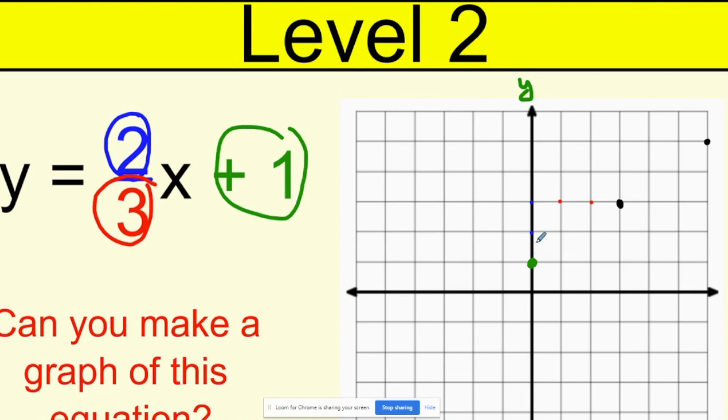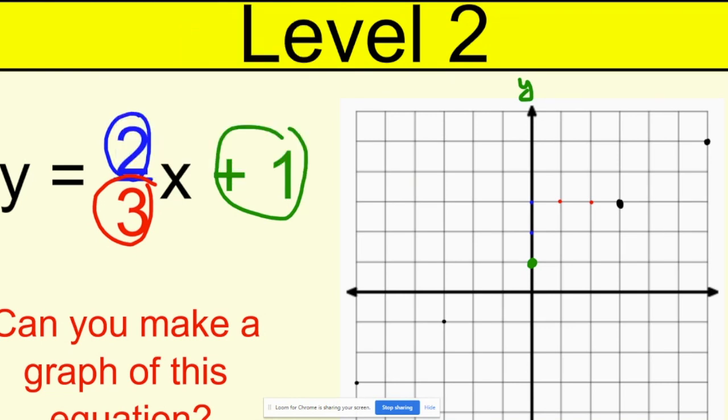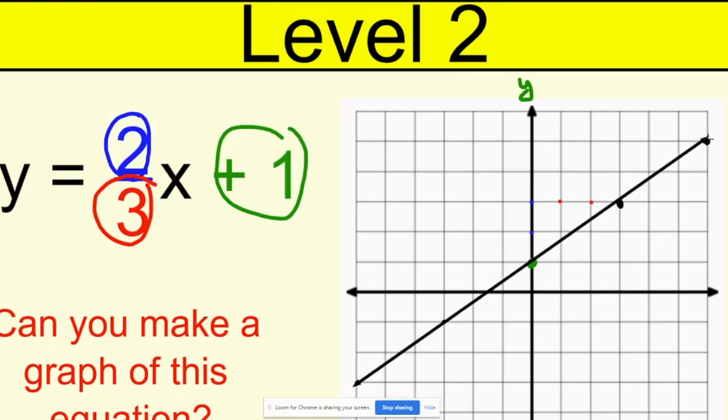So since I went up 2 and right 3, now I'm going to go down 2 and left 3, and that makes a point, and then down 2 and left 3. And if you notice, that makes a line, so let me get a line in here. Now I'm going to go from this dot all the way to this dot. Notice how it crosses through my y-intercept. I've got arrows on both ends. I've got my ordered pairs.